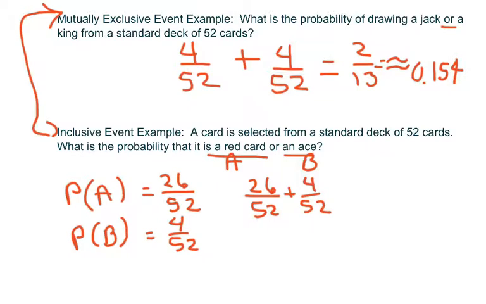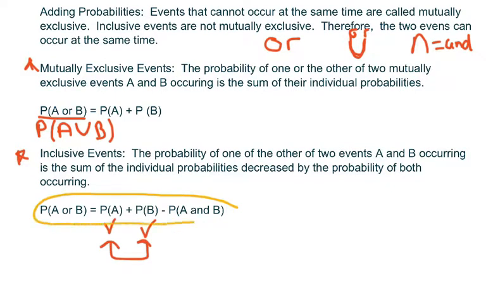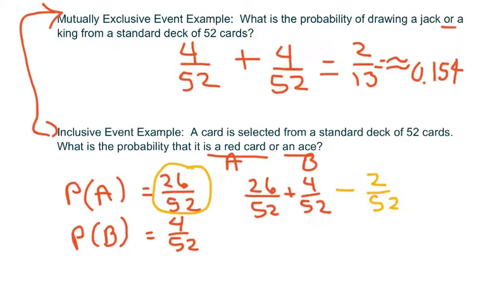The problem with this is that 2 of the red cards that we counted here are aces, because there are 2 red aces and 2 black. So we counted the 2 red aces twice. Since we did that, we're going to subtract them back out. That's where this formula comes in. So we subtract that back out, and you'll get 28 over 52, or you can just use your calculator. That would be 7 over 13. Okay, so that's the difference between the two, when you counted something twice, or sometimes 3 times.